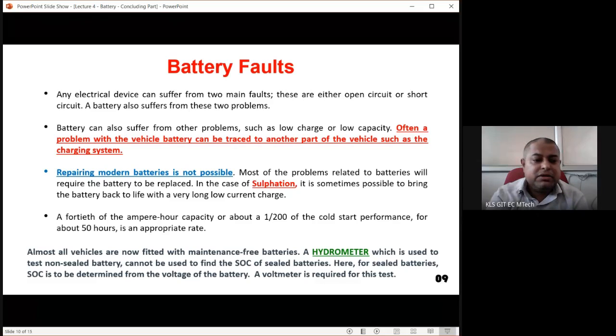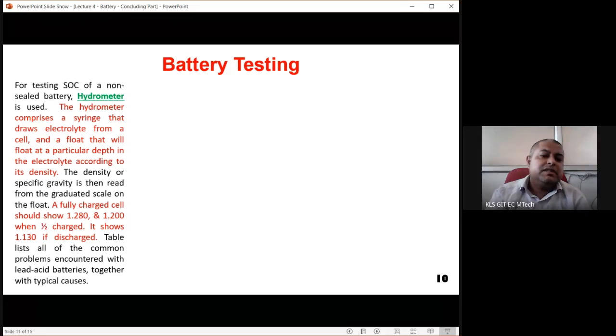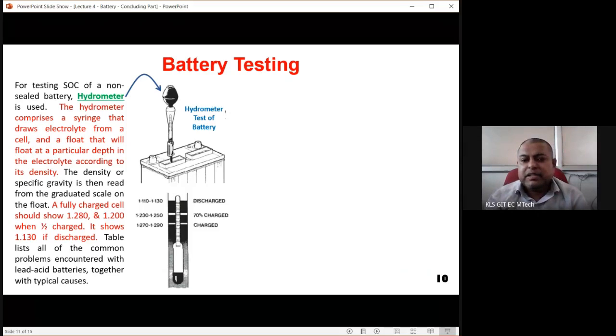Now we will come to know about the most important thing, that is called a hydrometer. So almost all vehicles are now fitted with maintenance-free batteries. Hydrometer is used to test the non-sealed batteries. So previous days I have seen that hydrometer. So hydrometer cannot be used nowadays in present batteries because they are sealed. But in old batteries we could use hydrometer to understand what is the state of charge. So for sealed batteries, SOC is to be determined from the voltage of the battery. A voltmeter is required for the same. So this is a slide I have prepared. I will not be explaining it.